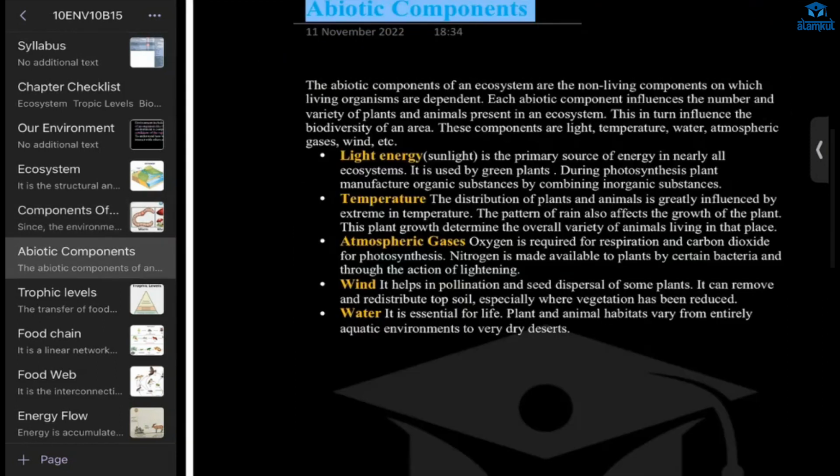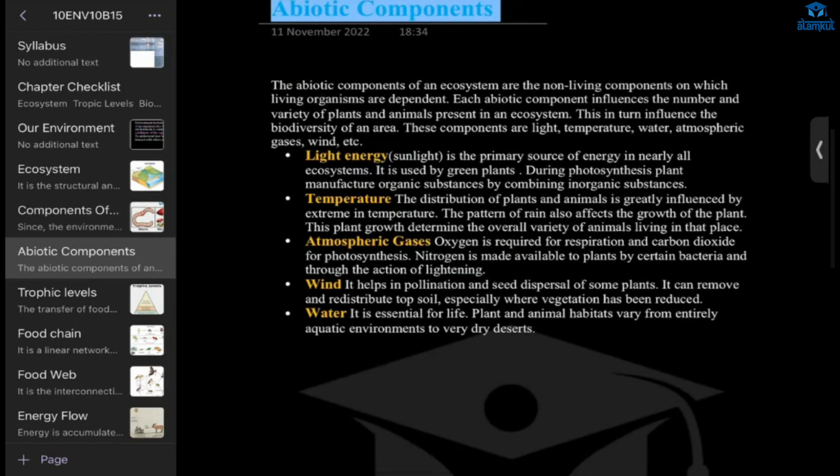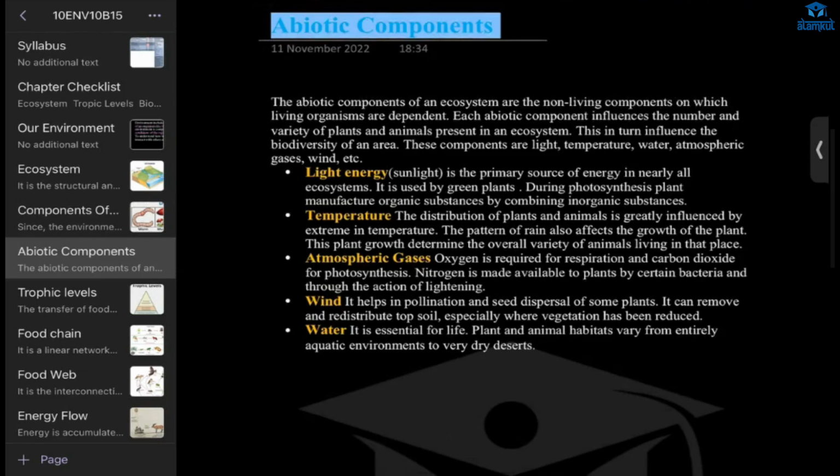Now, abiotic components. Inside that we have light energy, temperature, atmospheric gases, wind, water. This light energy is the primary source. It is the main source, and it is used by green plants. Temperature, what is that?